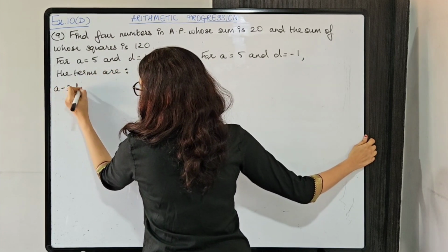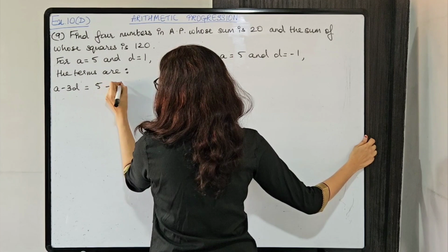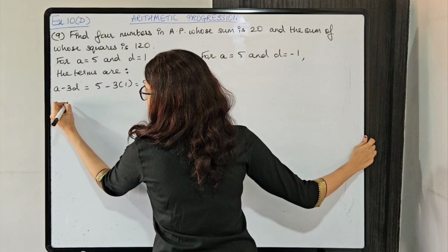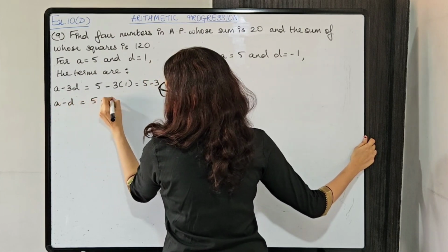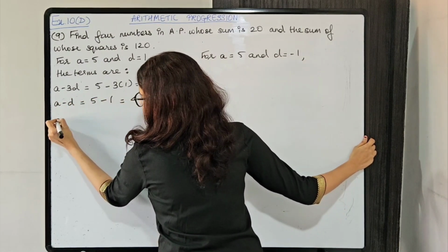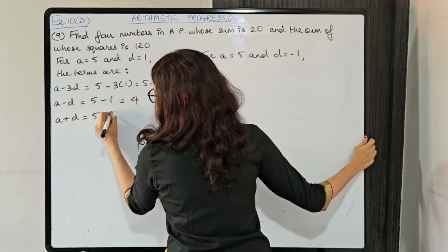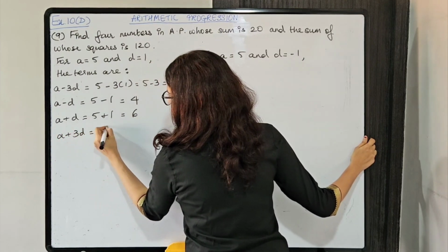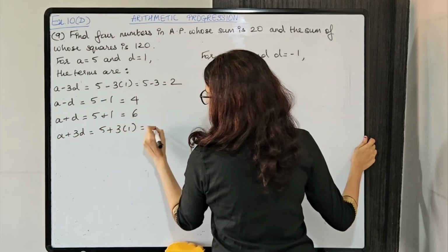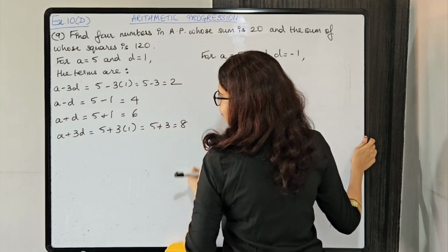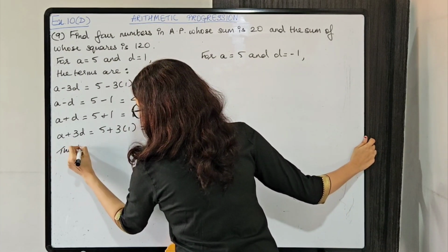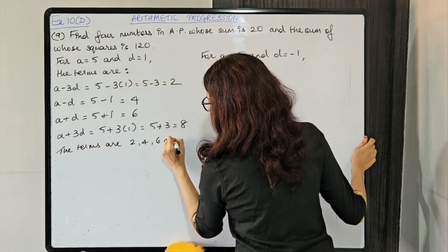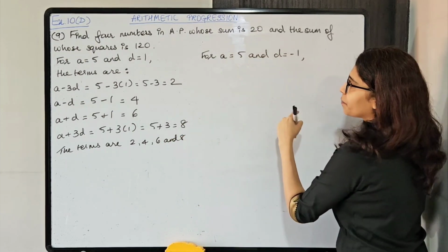a minus 3d, that will be 5 minus 3 into 1, which will give 5 minus 3, 2. A minus d, that is 5 minus 1, which is 4. A plus d, which is 5 plus 1, which is 6. And a plus 3d, which is 5 plus 3 into 1, that is 5 plus 3, 8. Okay, so the terms are 2, 4, 6 and 8. Here it will be reversed.